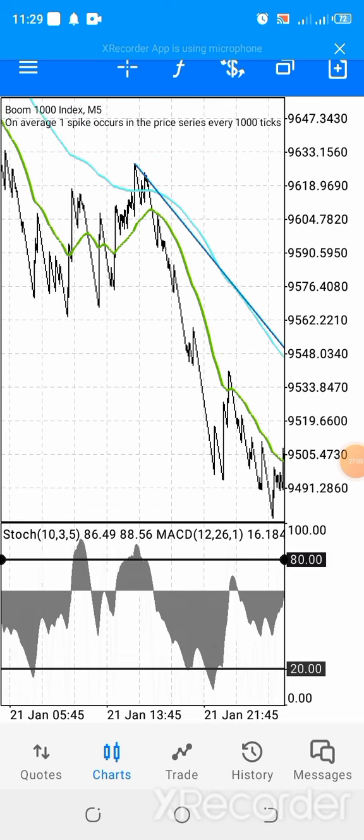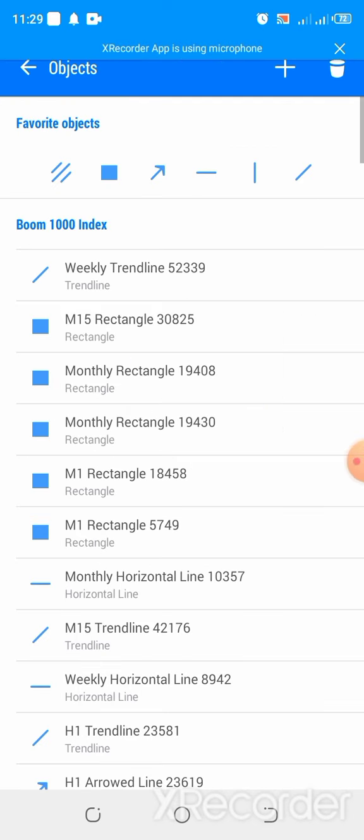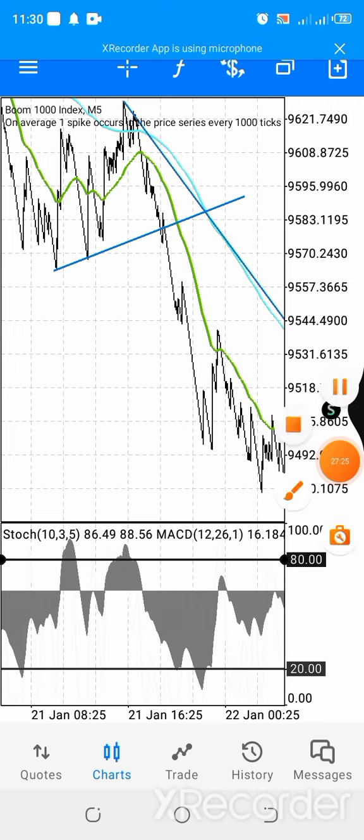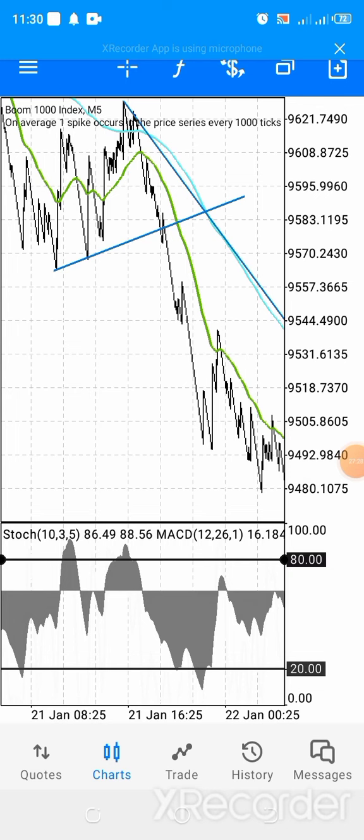Price pulled back again. This was a long trend, and this is why I love the Boom 1000. When it's trending, it's trending. If it's going down, it's going down. If it's going up, it's going up. These are the kind of instruments you would like to trade. And why I love Boom, they respect technical analysis a lot. I like Boom for this kind of trading.